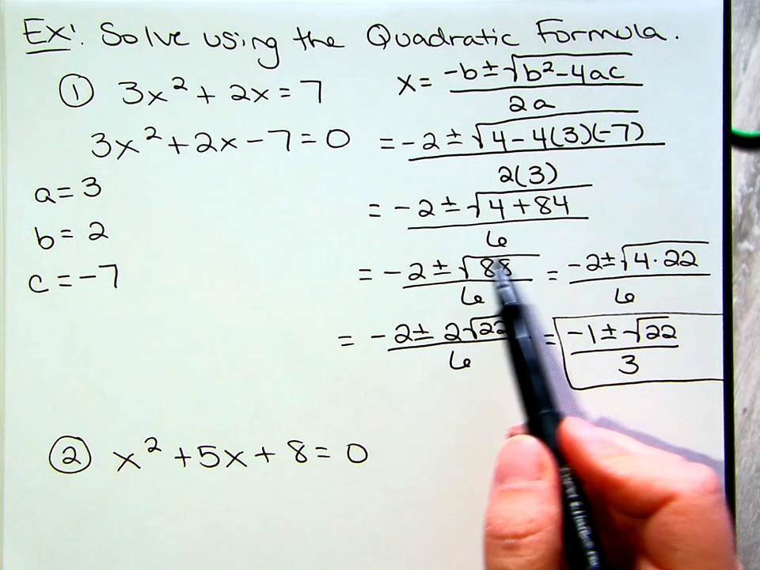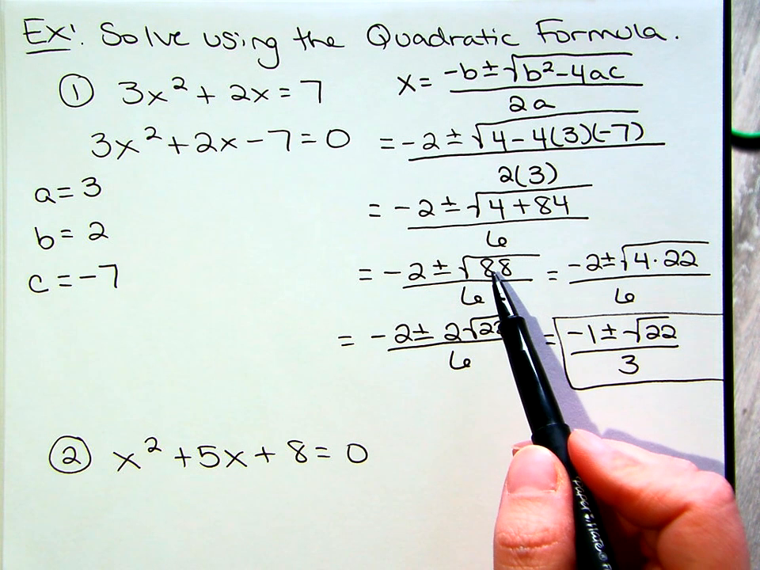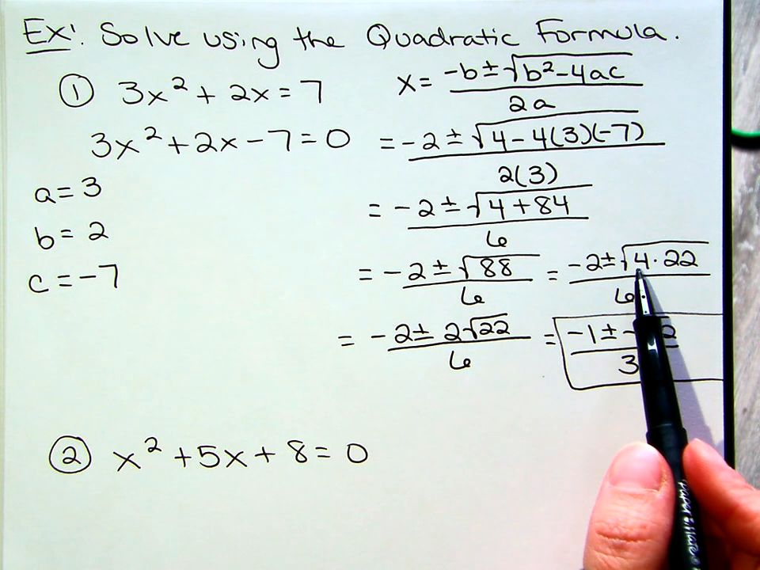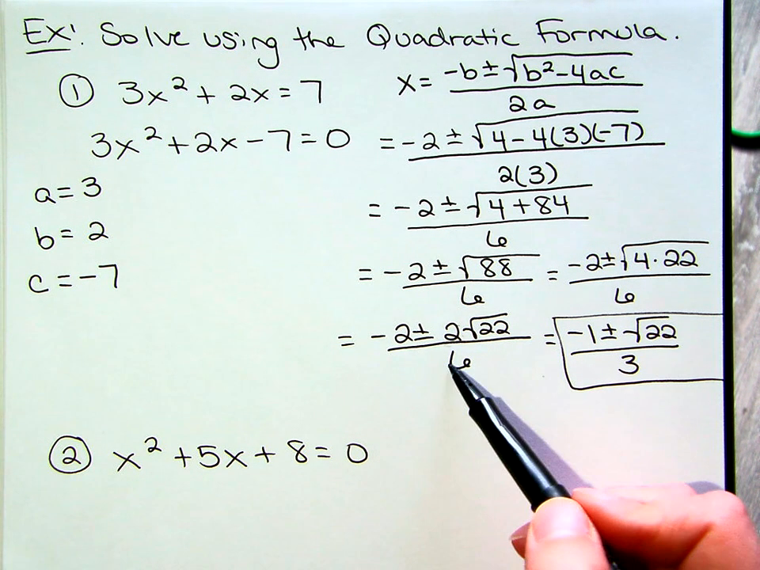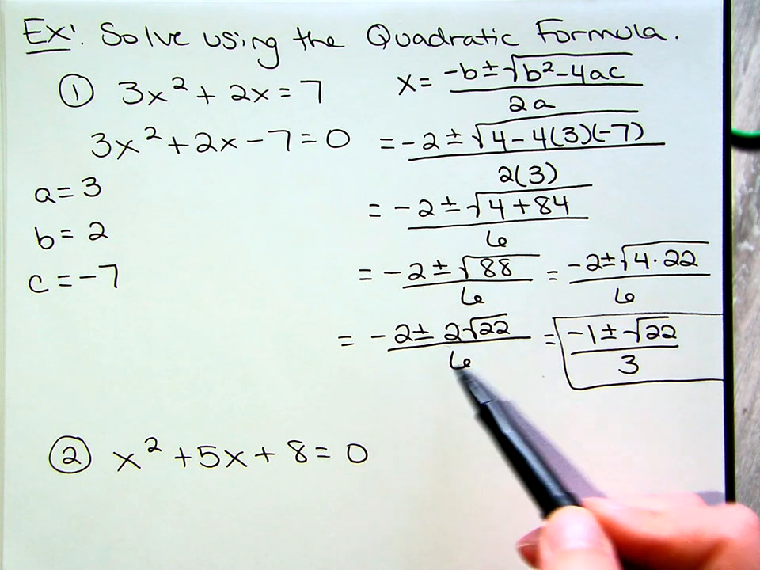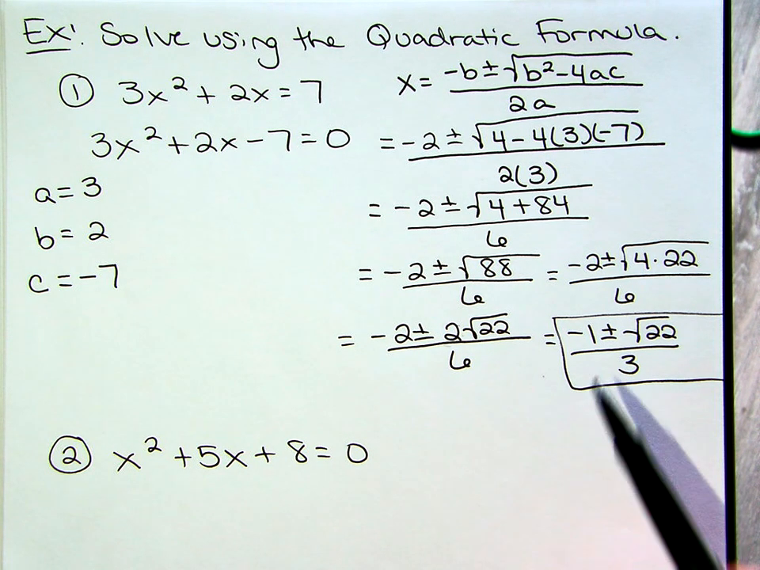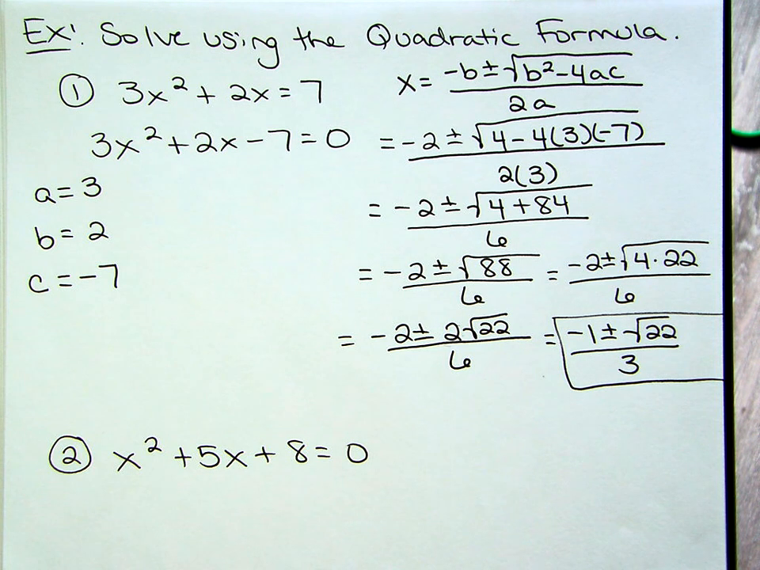Only if you're able to simplify the radical sum and pull out a coefficient can you then look and say, okay, do they all have something in common that I can simplify? Negative 1 plus or minus the square root of 22 all over 3 is the correct answer, and we did just solve this quadratic using the quadratic formula.